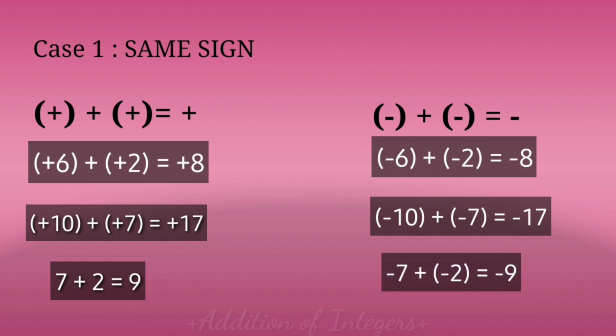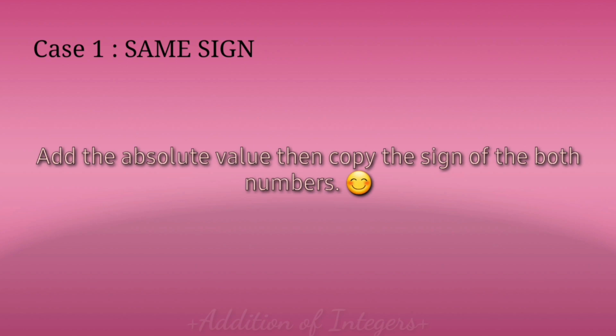7 plus 2, it's 9. Sign of the both numbers negative. So, the answer is negative 9. So, always remember that adding numbers that have the same sign, add lang natin yung dalawang number, then let's copy the sign of the both numbers. So, as simple as that.